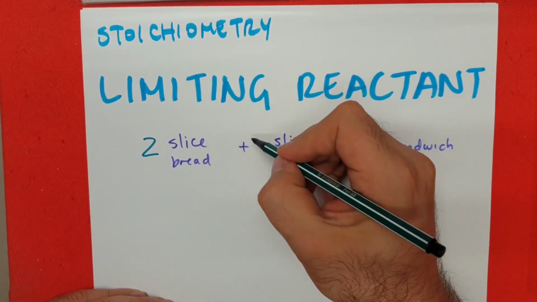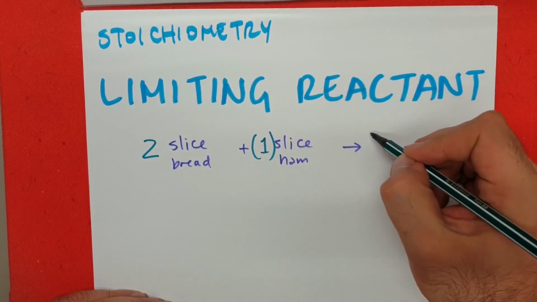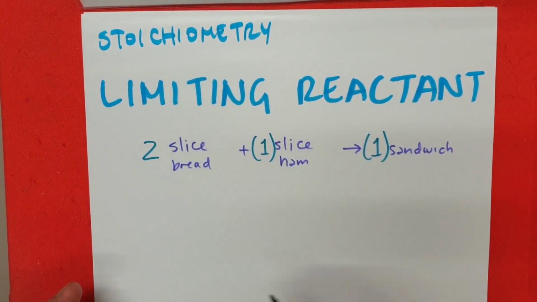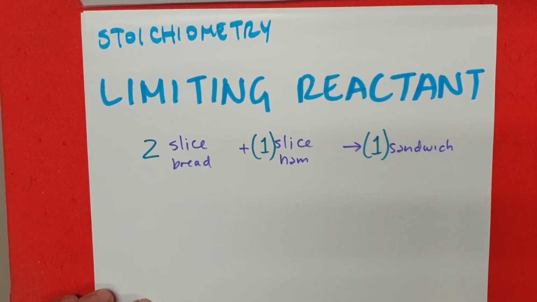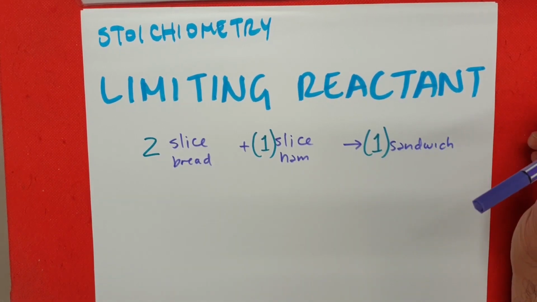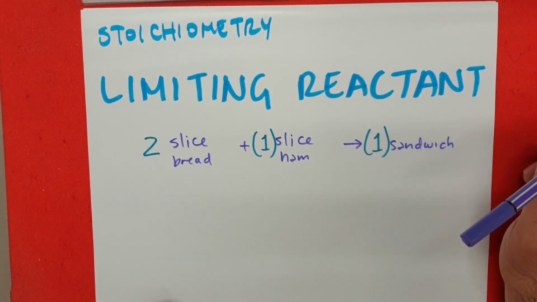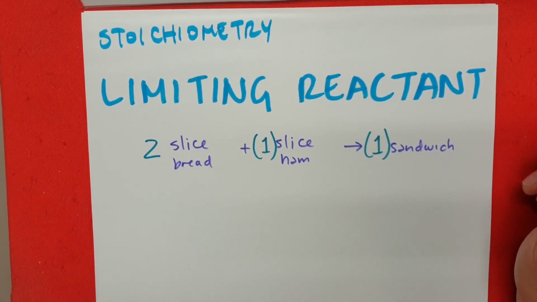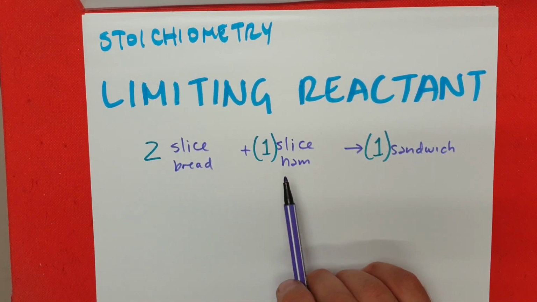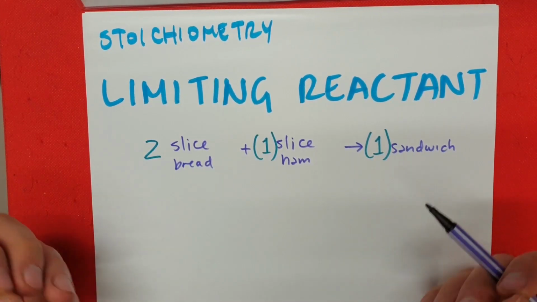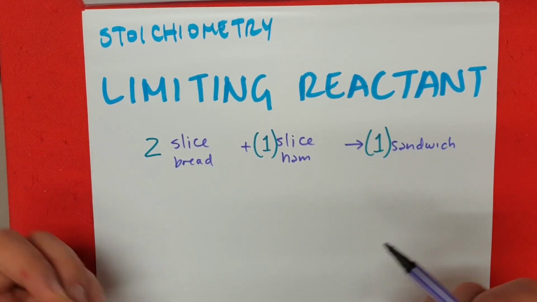And even though we don't write it down, I'm going to write it down to know that this is the ratio of what we need. So we need 2 slices of bread, 1 slice of ham, and that gives us a sandwich. Now, when we have a limiting reactant problem, we're given several quantities in grams or in mass or in moles of reactants, and we want to determine which one is going to hold us back.